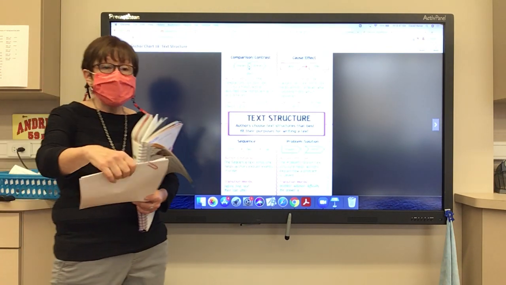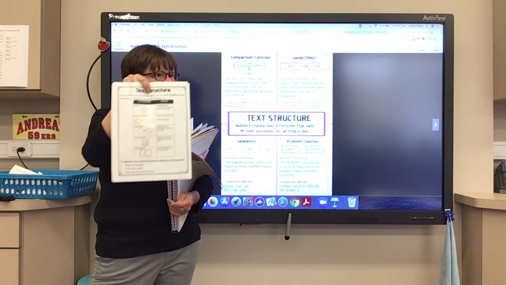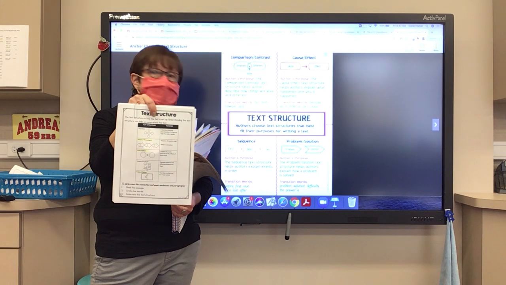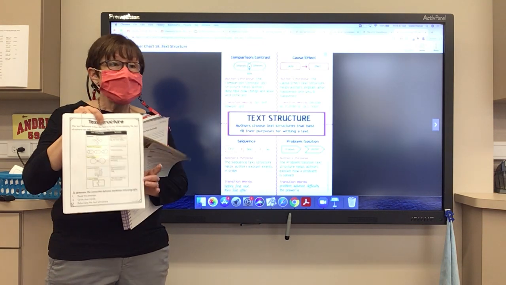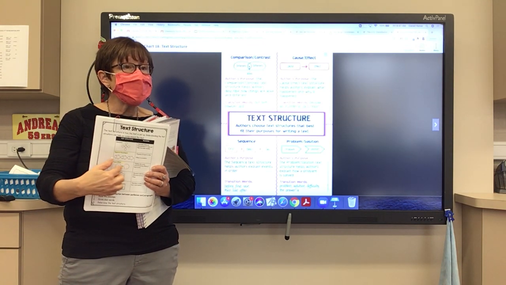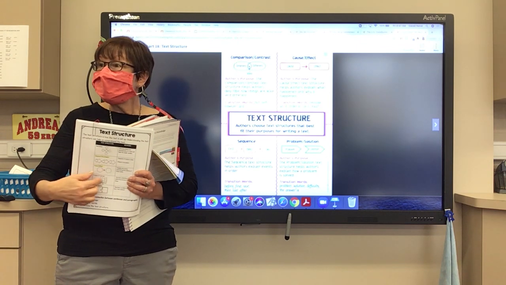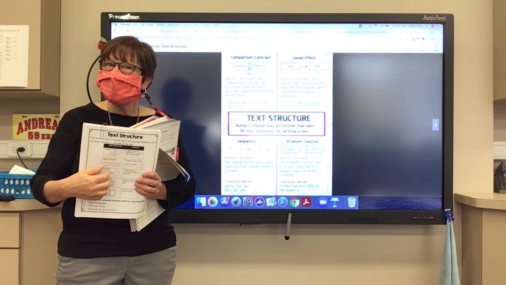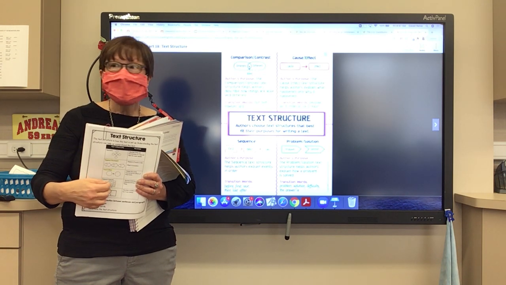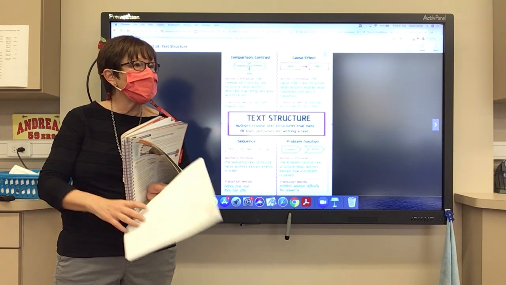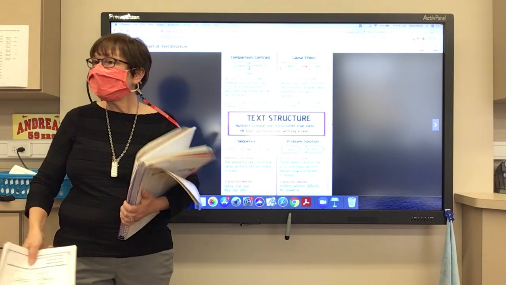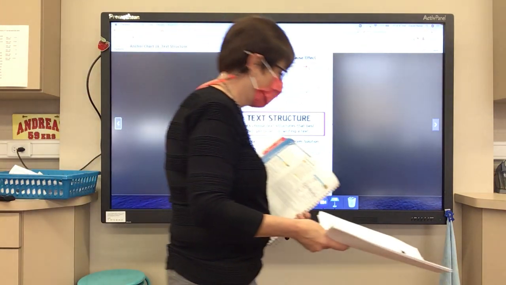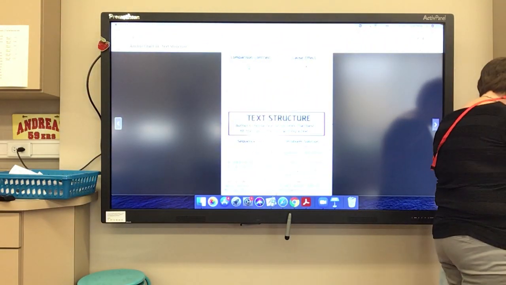Now you can keep this on your desk as a reference to help you figure it out. Maybe in your head you're already thinking to yourself, you can figure out the text structure of our story already. Maybe one of these is already standing out to you. You're thinking, oh, I think I know what the text structure of our story is already. Does anybody think they have an idea? Okay, I see some heads nodding up and down. So you might already have an idea.